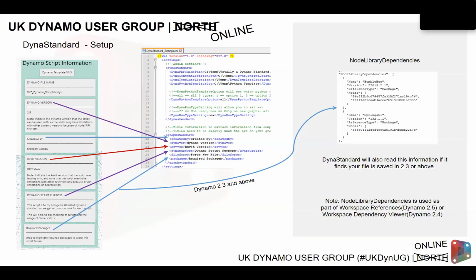That basically means if you open a script in 2.3, add packaging for, like a node from a package onto your script, it will automatically fill this in when you save. This is mainly used for something called a workspace dependency viewer and a workspace reference, which are all in Dynamo 2.4 and 2.5. They use a different name in each version.